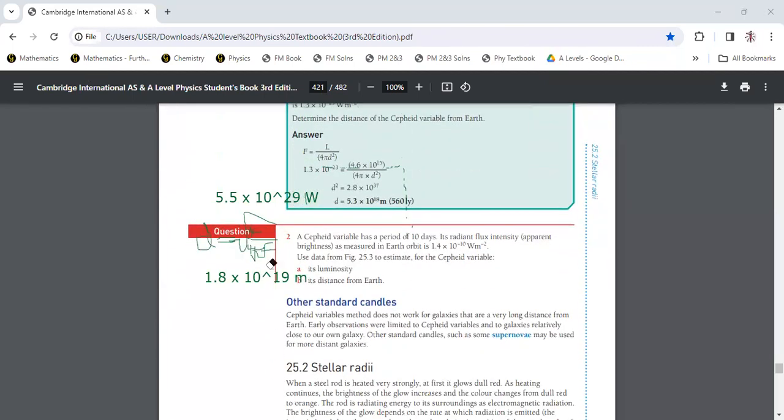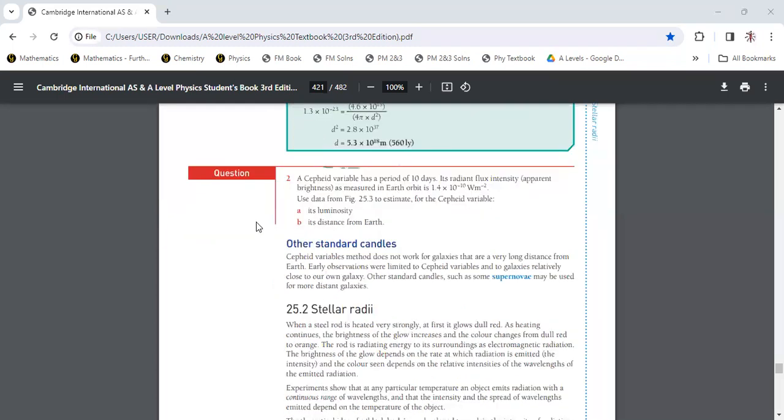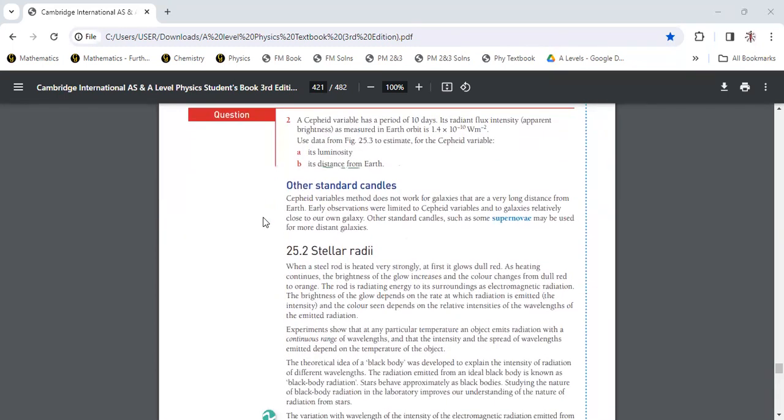There are also other standard candles, because Cepheid variables don't really work if they are really far from Earth. So you can use other standard candles such as supernovae, which are stars that have exploded as their lifetime has ended. We could also use that to measure the distance for very distant galaxies.